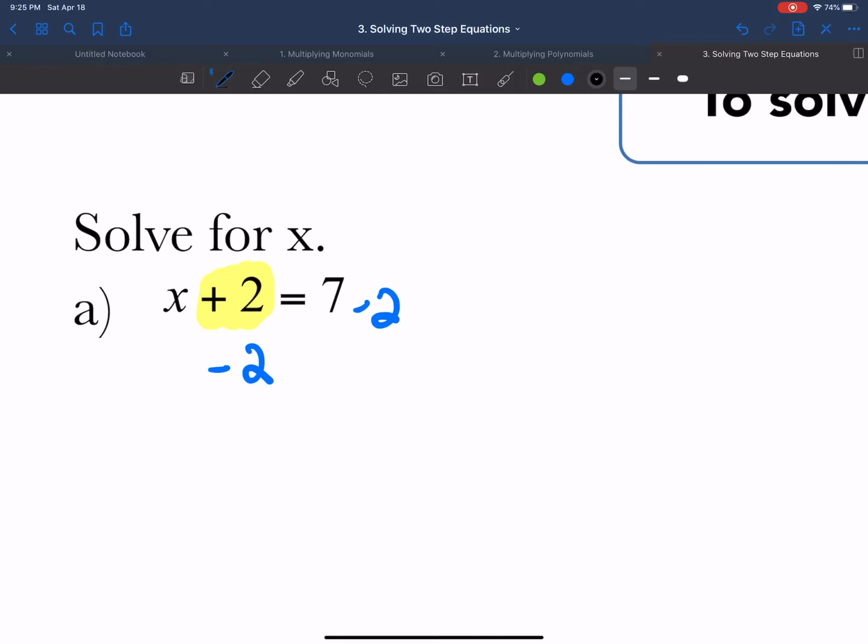Now, what does that equal? Positive 2 minus 2 is going to be 0. That's why we do it. We want to get rid of anything that's around x, so we do the opposite thing. So these two are gone now, and I'm left with just x on that side. 7 minus 2 is 5. All right, now that's the answer. 5 plus 2 is 7. That's what we're looking for.